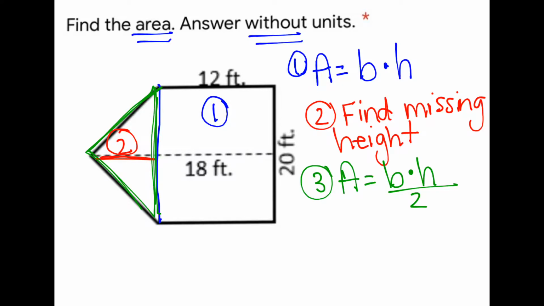And finally, you are going to take area 1 and add it with step 3, which is area 2, and that's going to give you your total area of this shape.